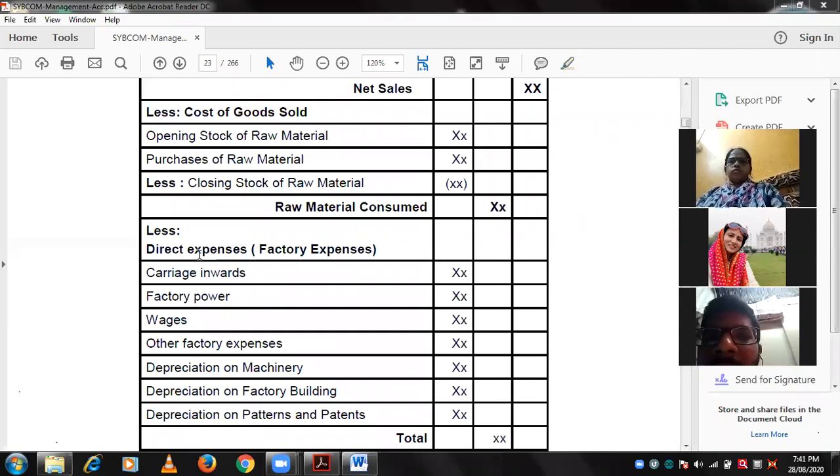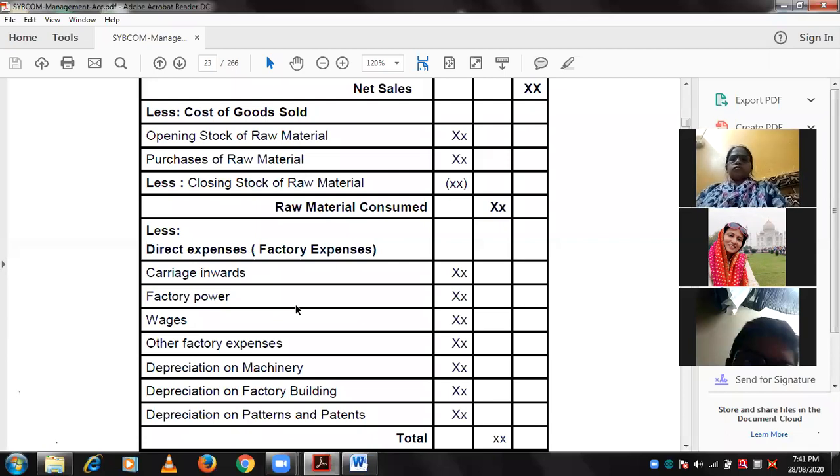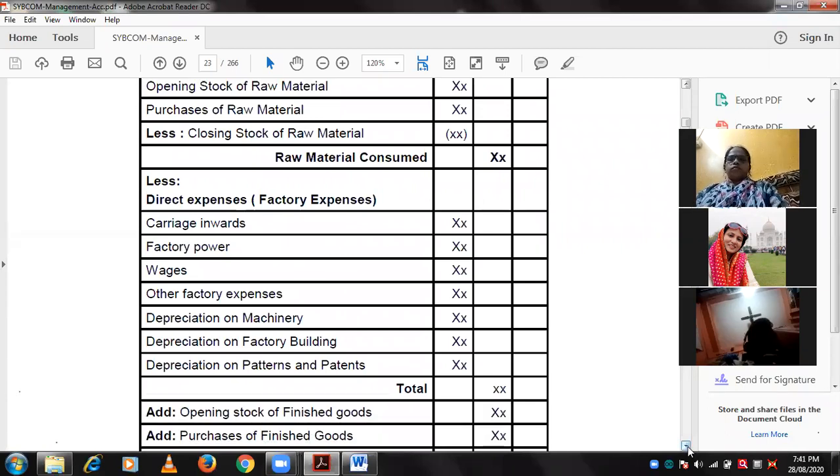Then we have to deduct this, and then we are going to get the raw material consumed. Then we have to deduct the direct expenses. Direct expenses are the factory expenses, which we find on the debit side of the trading account. So here that may be the carriage inward, factory power, wages, other factory expenses, depreciation on machinery, factory depreciation, or patterns depreciation. All these things come under this direct expenses title.